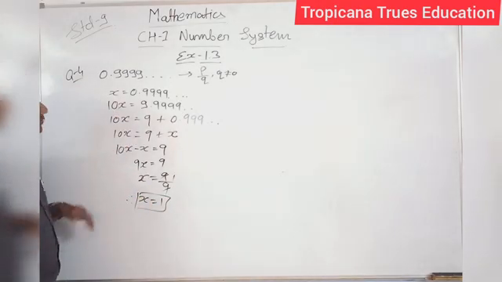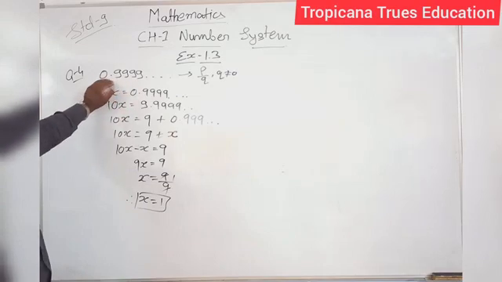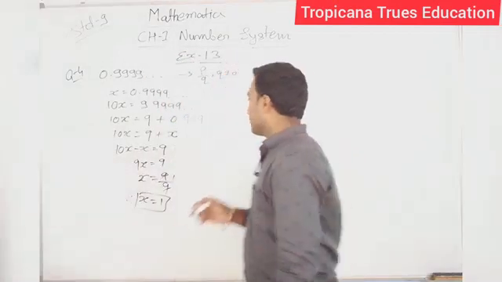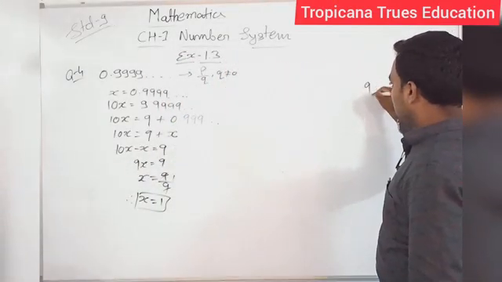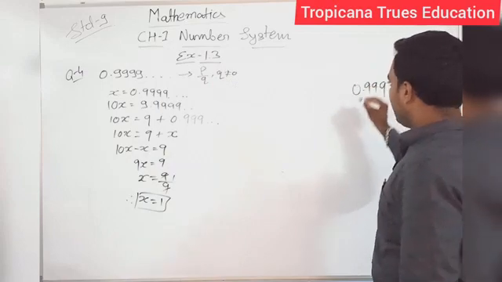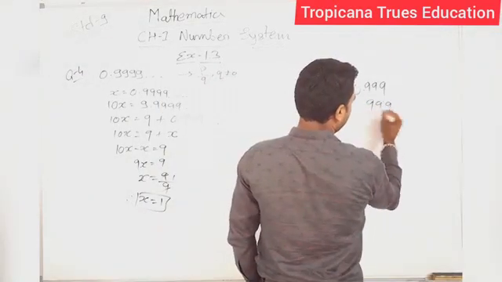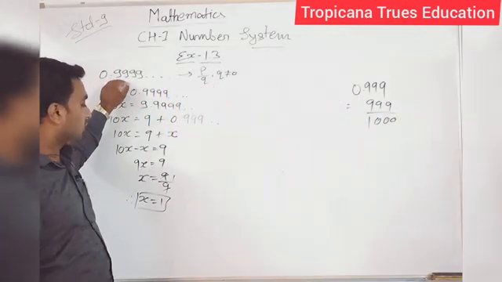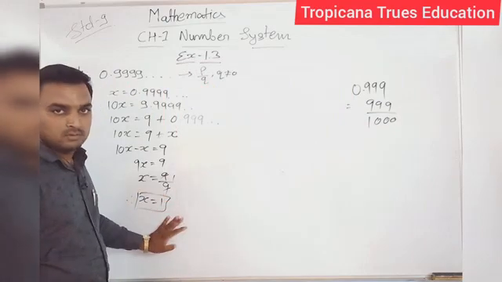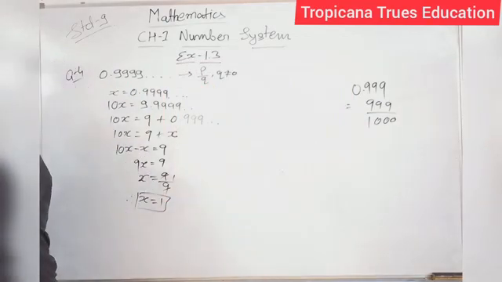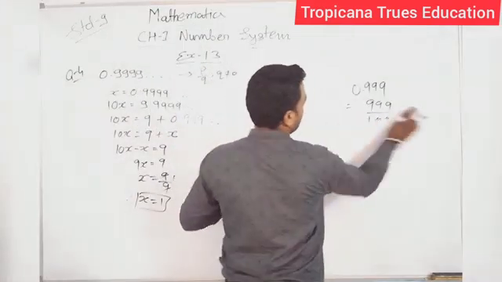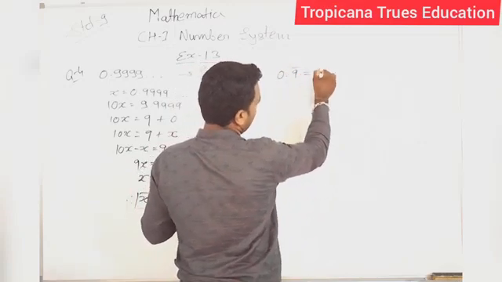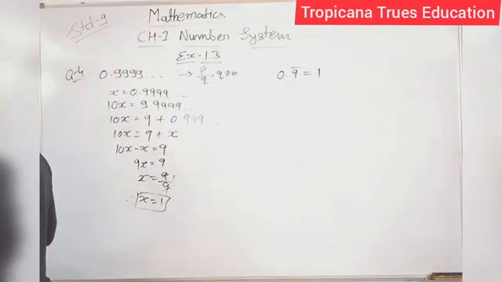Now we see that here the given number is 0.99 and here we get the answer 1. How is it possible? See, suppose 999 is given, then we can write 999 divided by 1000. But here we can see that this number is going to be like this, 1. Now let us clear up why it is 1. 0.9 bar is equal to 1. The answer is 1.